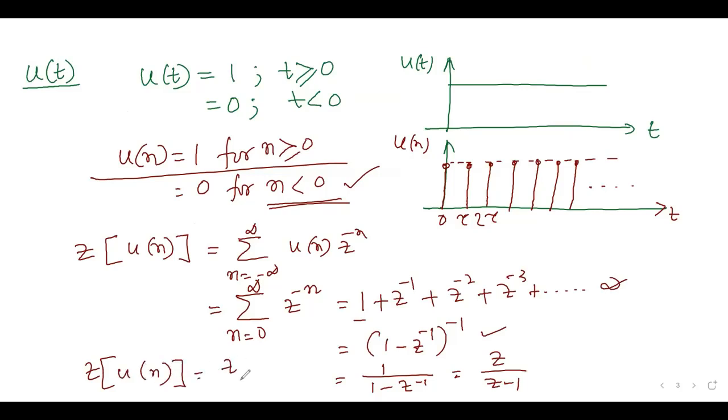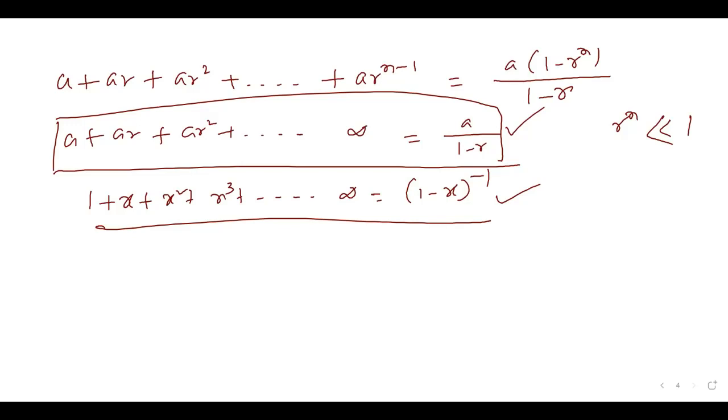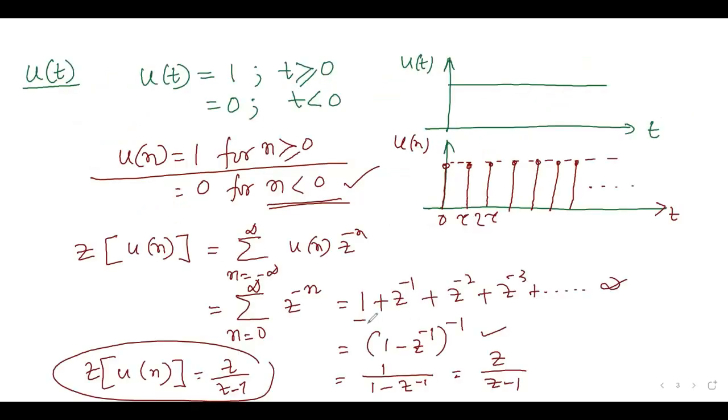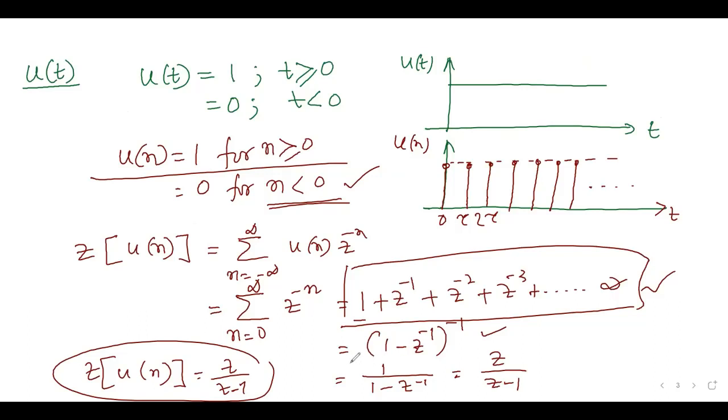z by z minus 1, or 1 by 1 minus z inverse. All right. Now tell me when this sequence exists. You are summing an infinite number of terms. So before summing, this sum may diverge also. You may write this result only if this summation converges. Okay, when will the summation converge?